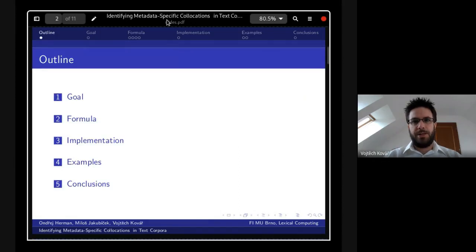I will proceed with introducing the initial goal, the initial idea that we had in mind when starting this work. Then I will spend most of the time of this presentation introducing the formula that we proposed for this task, for identifying metadata-specific collocations. And then I will show a bit of implementation and some examples.